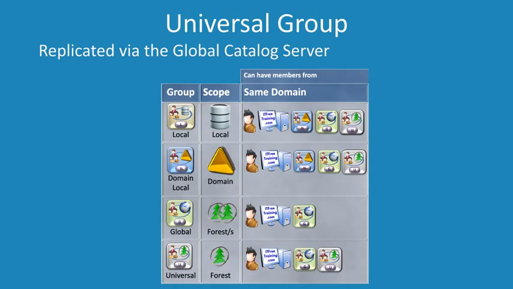Like the global group, it is available to any domain in the forest. Even though information is stored about the universal group in the global catalog server, the group itself is still associated with the domain it was created in. To illustrate this, consider this.